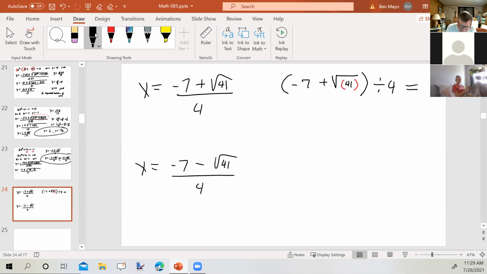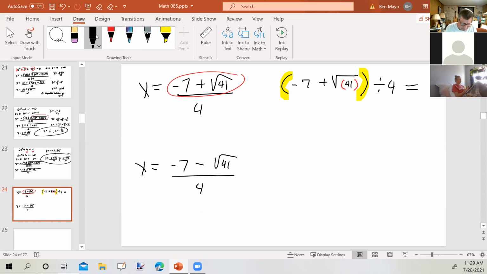If you don't put in this set of parentheses, it's only going to divide the square root of 41 by 4. And it's the entire numerator that's divided by 4, okay? So you need to be careful with that.